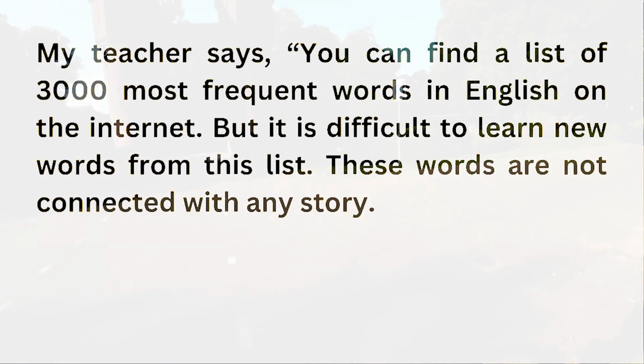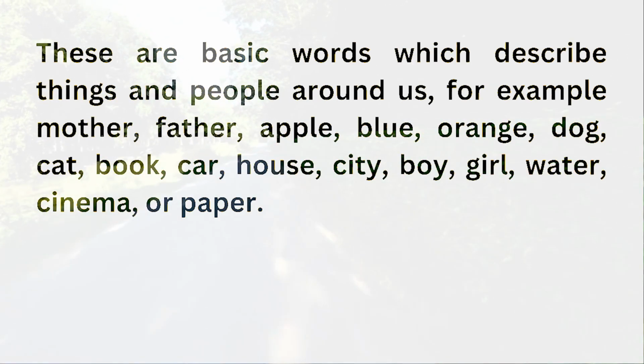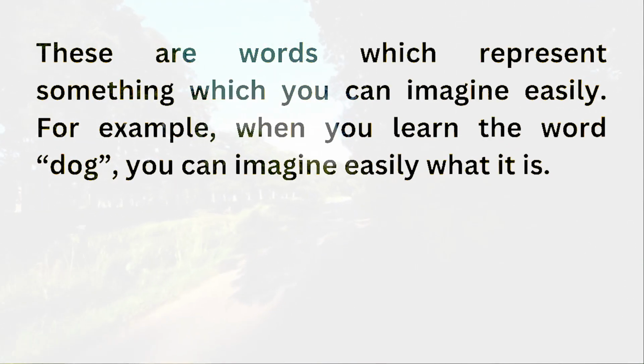But it is difficult to learn new words from this list. These words are not connected with any story. You don't learn what other words are connected with these words in sentences. This system works only for some words. These are basic words which describe things and people around us. For example, mother, father, apple, blue, orange, dog, cat, book, car, house, city, boy, girl, water, cinema, or paper. These are words which represent something which you can imagine easily.